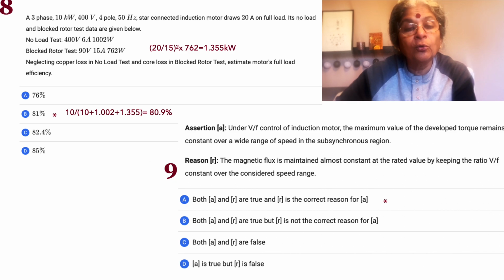Neglecting copper loss in no load test, of course, and core loss in blocked rotor test, as we do in the experimental stage. Estimate motor's full load efficiency. Very simple. So we see that the output is given as 10 kilowatt. So 10 kilowatt divided by 10 plus all the losses.